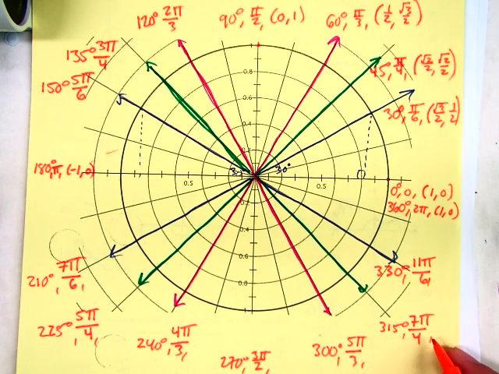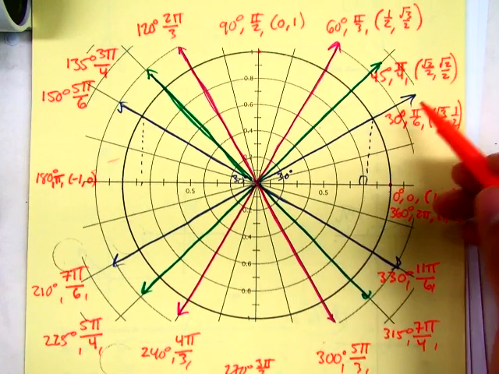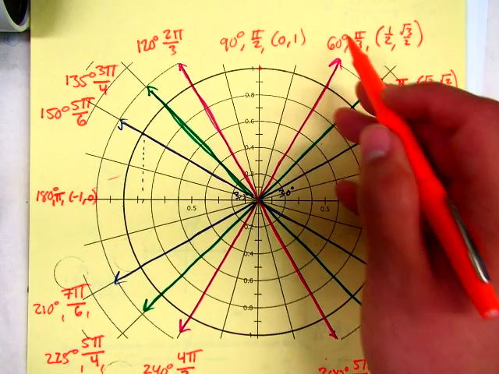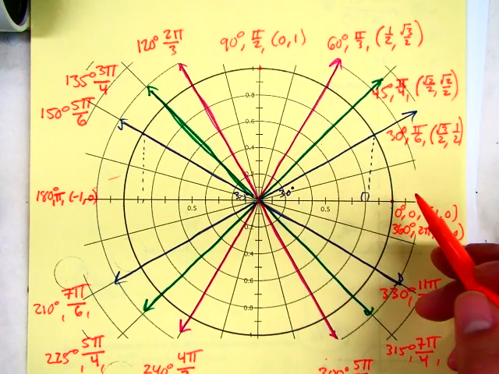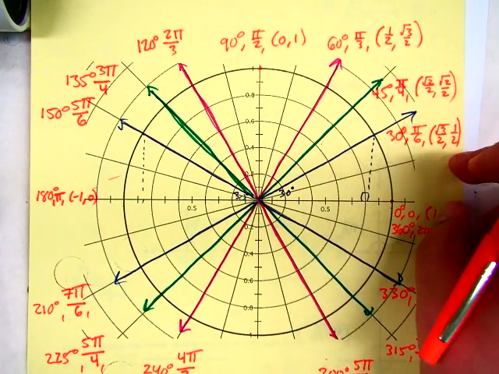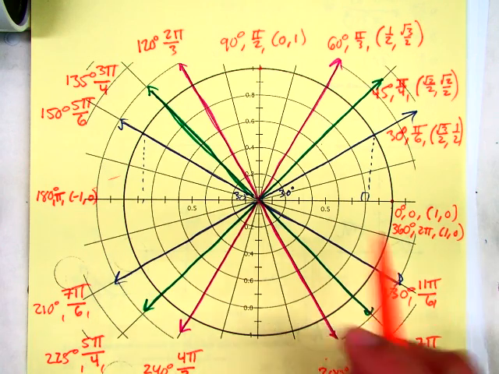If you guys have some good fraction knowledge, like common denominators and stuff, that's probably the easiest way to do it. At the very least, you guys have to memorize this: pi over 6, pi over 4, pi over 3, or 30, 45, 60. Make sure you know these coordinates, and then the rest you can fill in the same way we just did now. Okay?